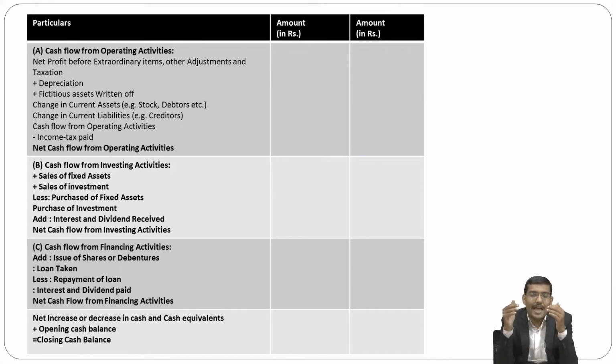In that, add the opening cash balance, and that is equal to your closing cash balance. So in the statement, you have these two items, the opening cash balance and the closing cash balance. The difference between them gives the net cash and cash equivalents, which is nothing but the addition of these three net cash flow activities from operating, investing and financing.